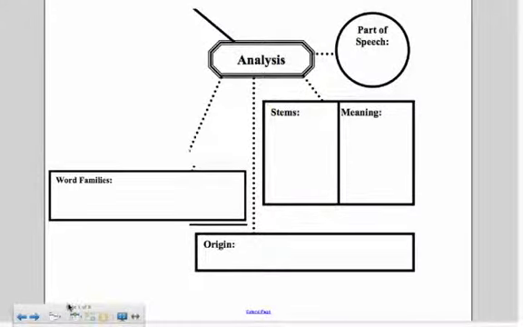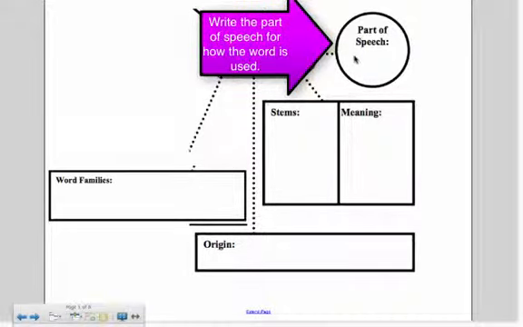Now, moving along to the analysis part of the word. This is where I'm going to break the word apart. First, thinking about the part of speech, and that is given in the dictionary. In this case, shepherd was entered twice. It was entered as a noun and as a verb. We chose the noun definition because we know nouns are people, places, or things.